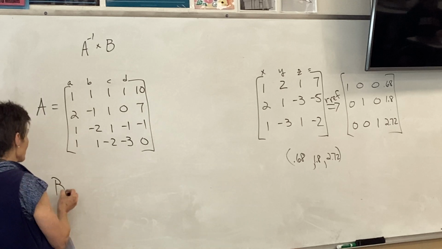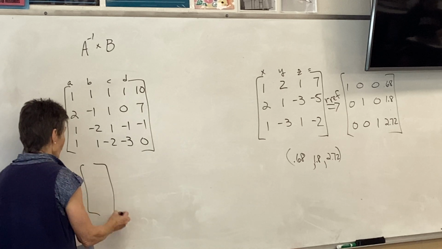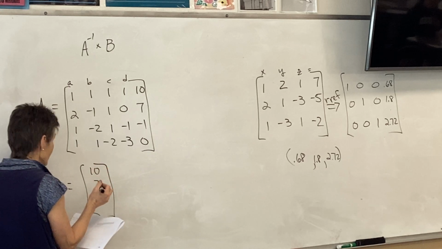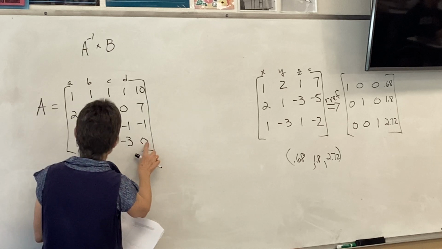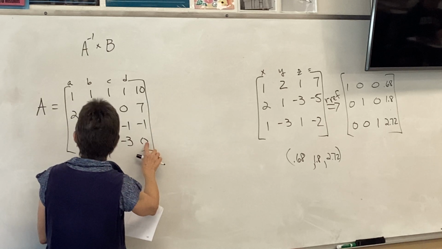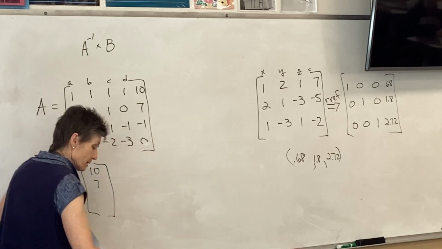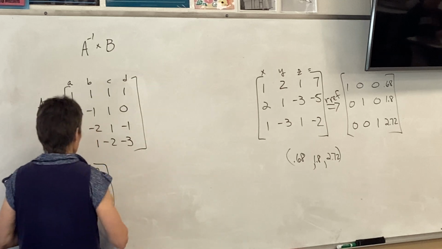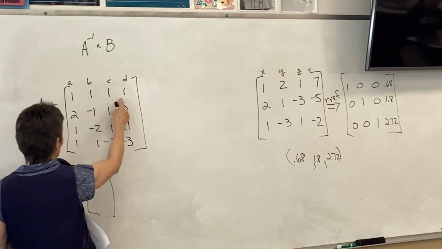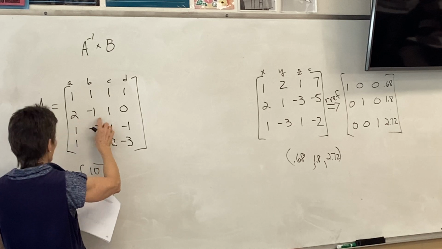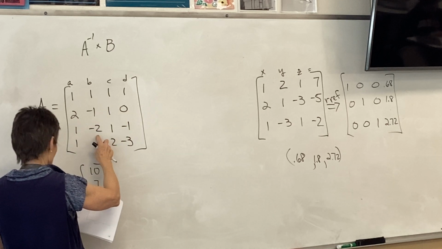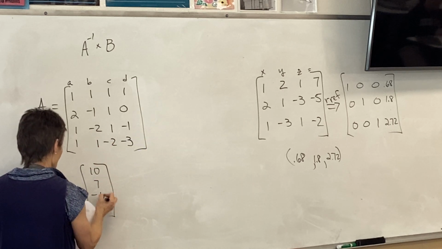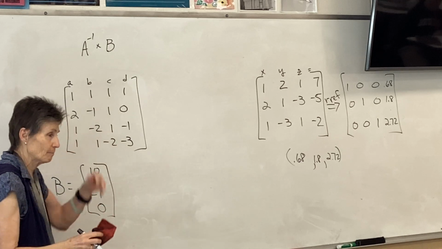What are we putting in as matrix B then? We're going to put in 2 matrices. What is matrix B going to be? The answers. 10, 7, okay, I am totally wrong here. We shouldn't have put 10, 7 there. I only want A, B, C, and D. I am so sorry. So matrix A is 1, 1, 1, 1, just the coefficients. 2, negative 1, 1, 0. 1, negative 2, 1, negative 1, and 1, 1, negative 2, negative 3. Okay, now I'm good. So 10, 7, negative 1, 0, that's my B.